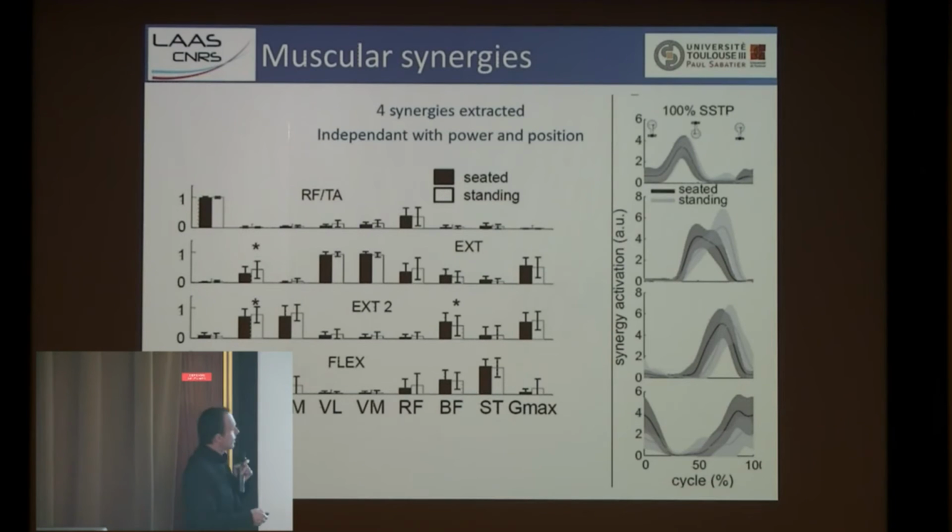Well, this cycling experiment allows us to extract 4 synergies, one involving rectus femoris and tibialis anterior, one of extensor and one of flexor. And we can see here when each synergy is activated along the cycle.